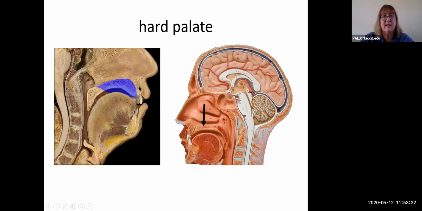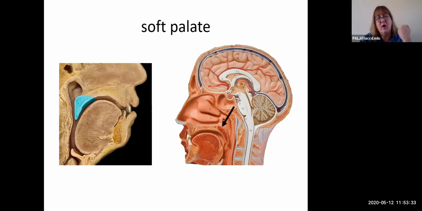So this is the hard palate, which is kind of the dividing line between the nasal cavity above and the oral cavity below. So looking in, continuing posteriorly, once we are out of bone, we are then in the soft palate area.